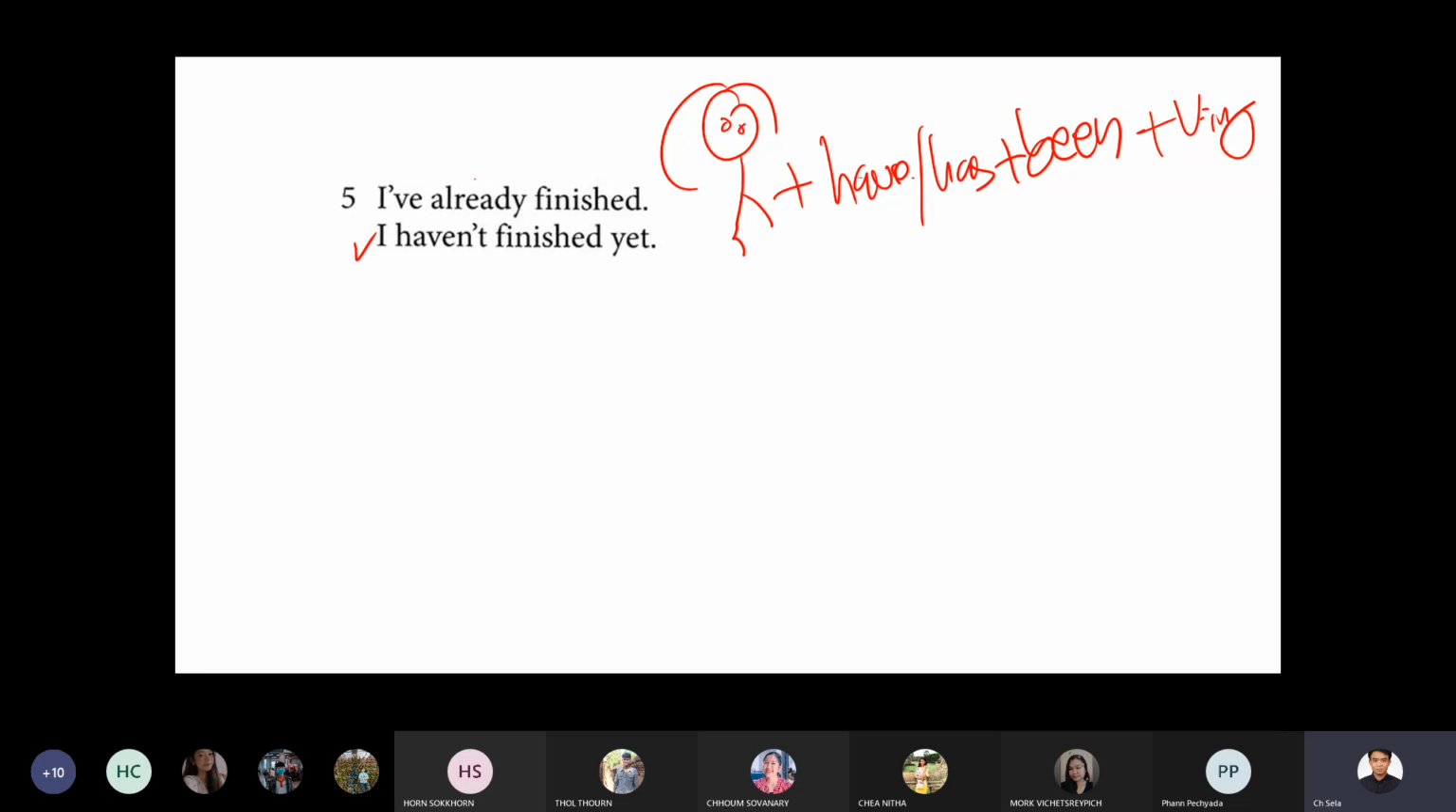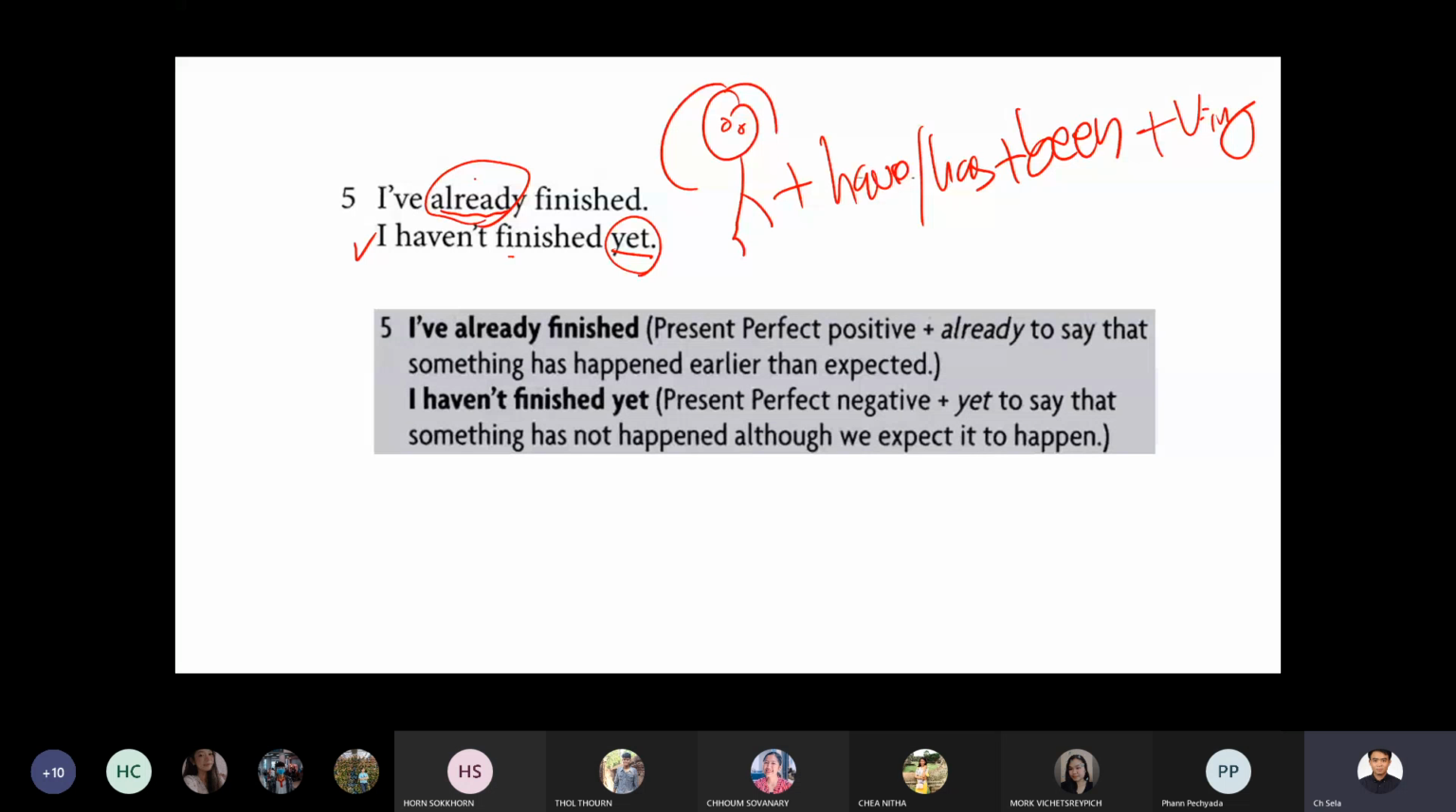The difference is only the word already and yet, all right? So what is the difference between already and yet? Get it? Okay, now let's look at the difference. I already finished, present perfect. You can see here it is positive. Already is used to say that something has happened earlier than expected. Teacher, your test is so easy. I already finished it. You expect that my test is difficult, but actually you can finish it very early. So I have already finished it, teacher.